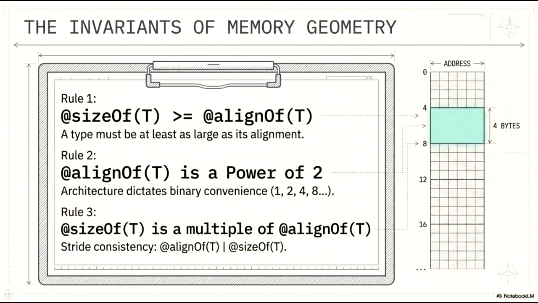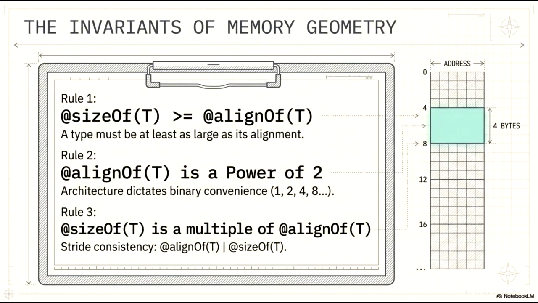The invariants of memory geometry represent the fundamental rules that govern how data is laid out in memory to ensure hardware efficiency and predictability. Rule 1 states that the size of a type must be at least as large as its alignment. This ensures that every instance of a type has enough physical space to satisfy its own positioning requirements.